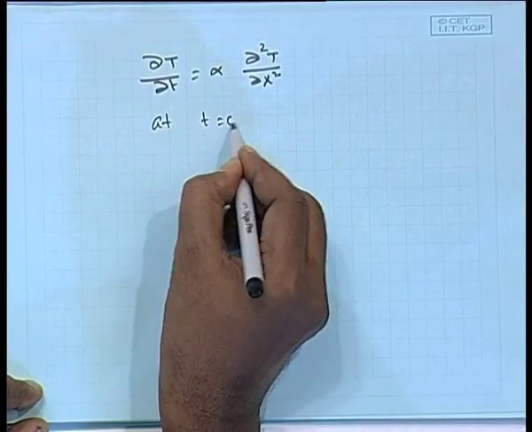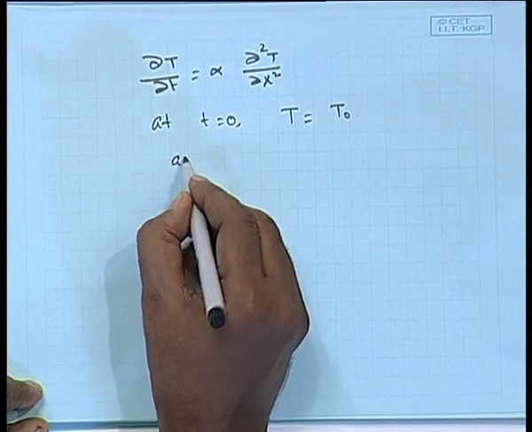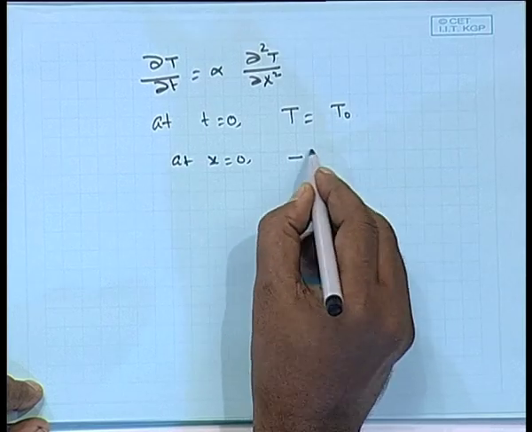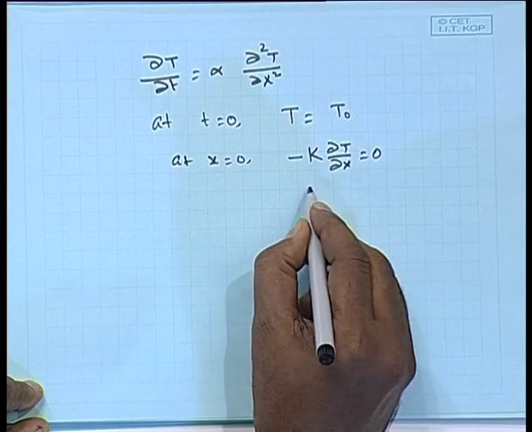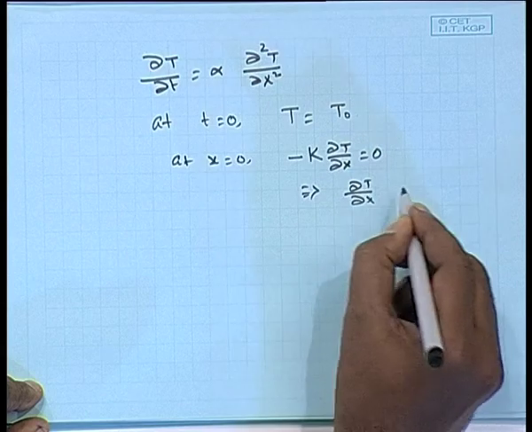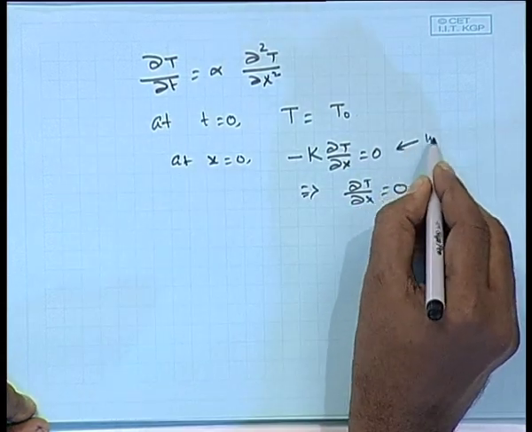Now, at t equal to 0, T is equal to T naught, and let us say at x equal to 0, it is insulated. So, minus k del T del x is equal to 0, which is basically equivalent to del T del x is equal to 0. So, this is the insulated boundary condition.